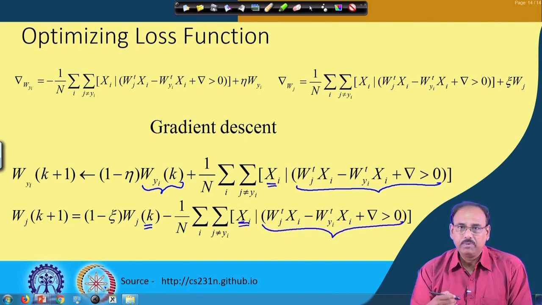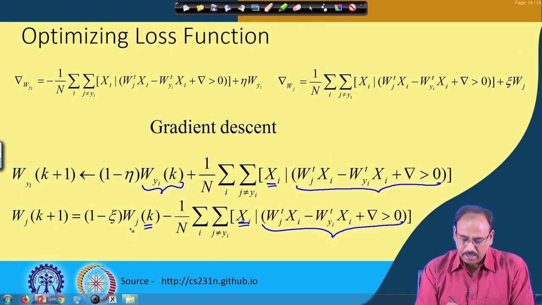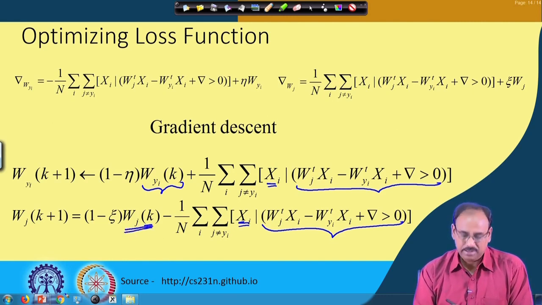We will not consider those sample vectors which do not satisfy this condition, because we assume that those vectors are correctly classified by Wj at the kth instant.